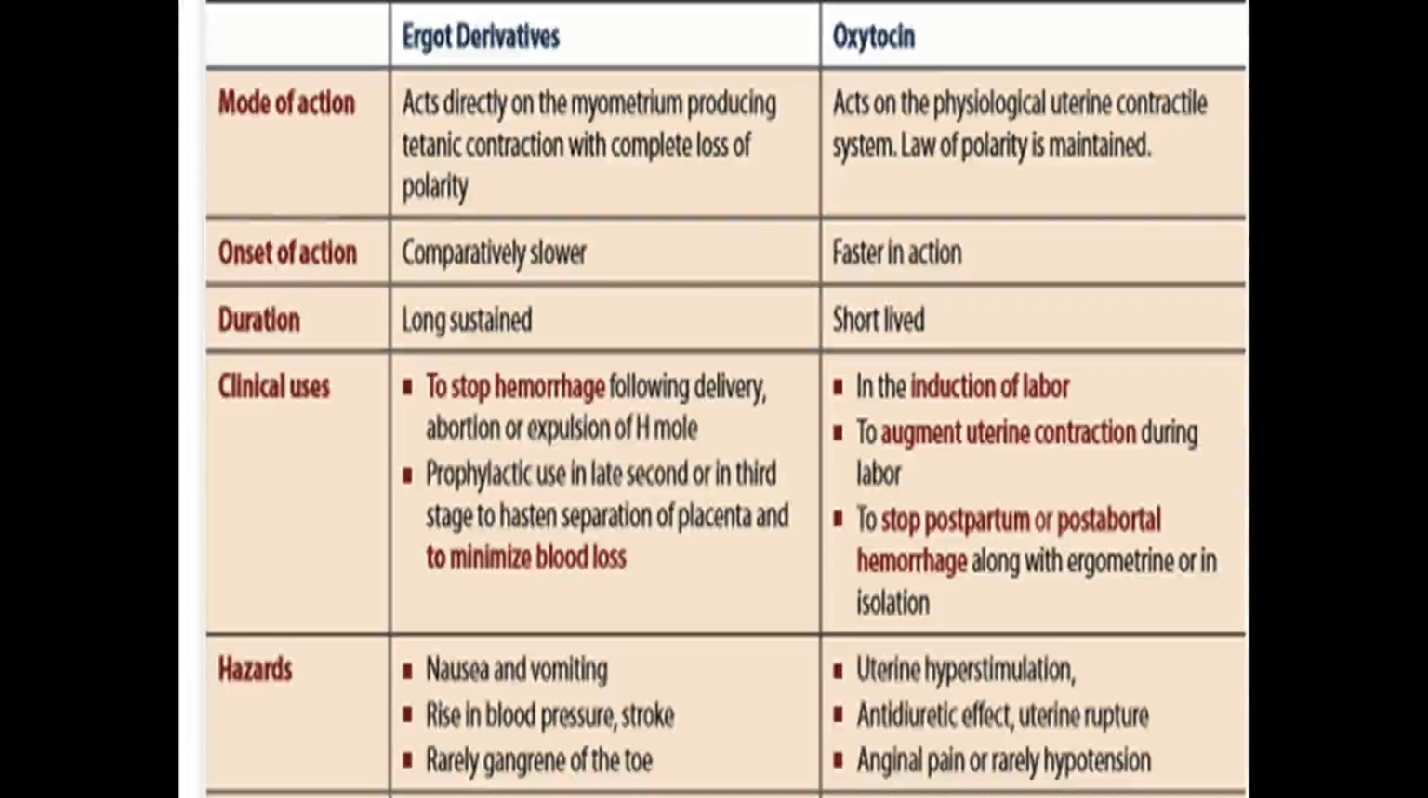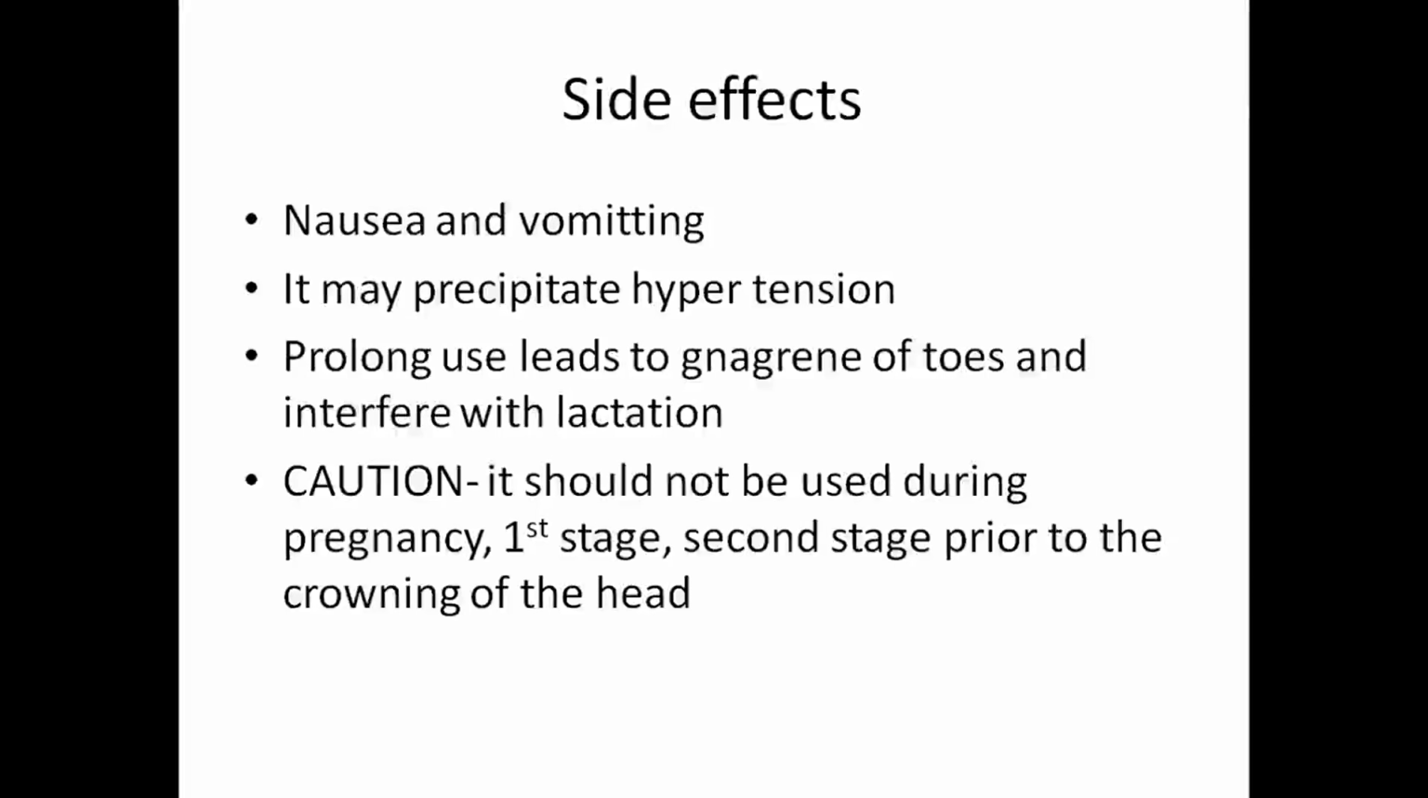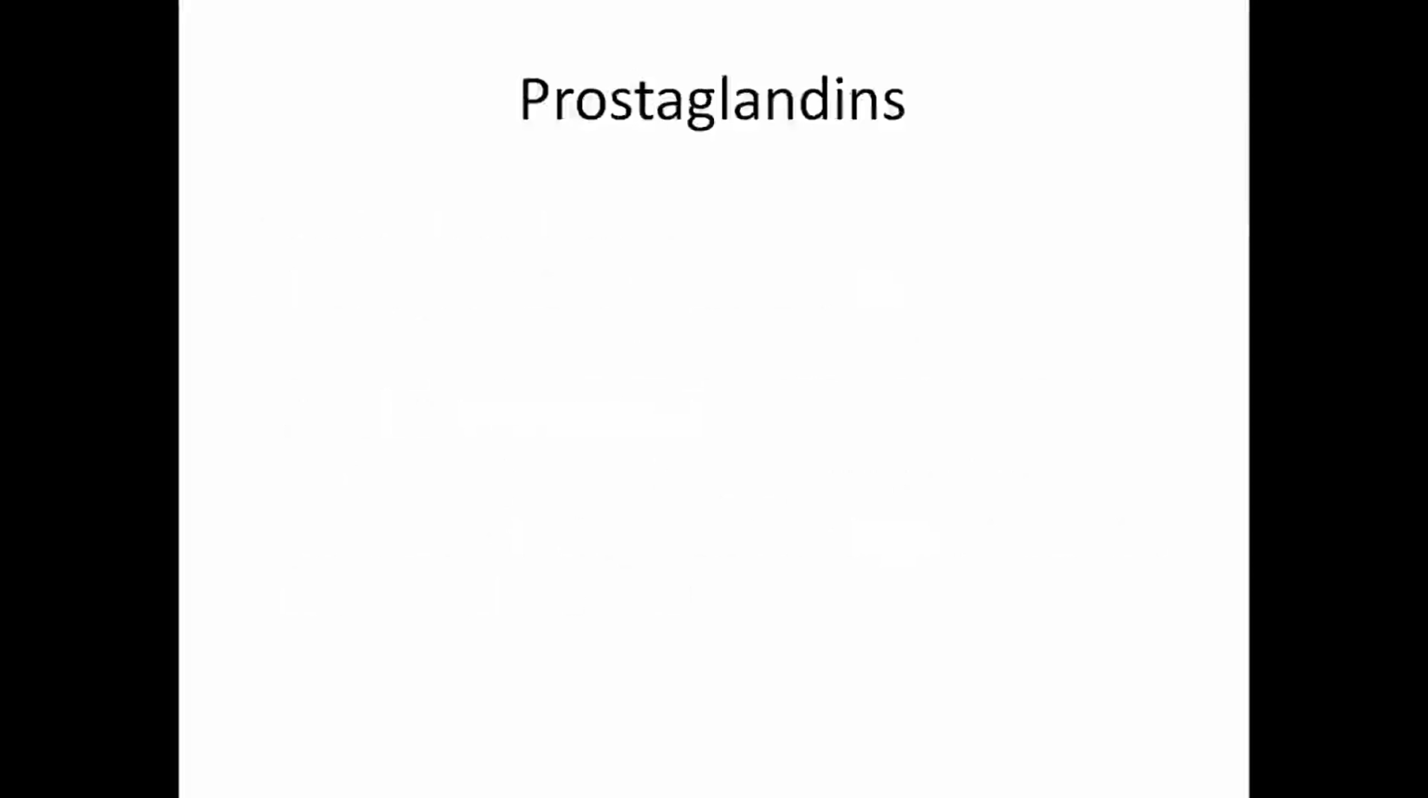Then there is a comparison between ergo derivatives and oxytocin. Then the side effects of ergometrine include nausea and vomiting. It may precipitate hypertension. Prolonged use leads to gangrene of toes and interferes with lactation. It should not be used during pregnancy, the first stage, the second stage, prior to the crowning of the head.